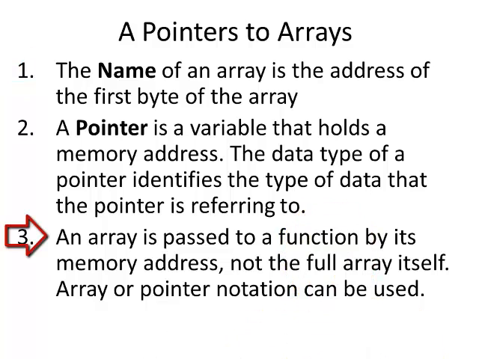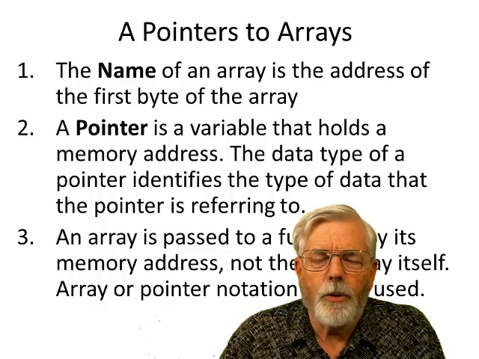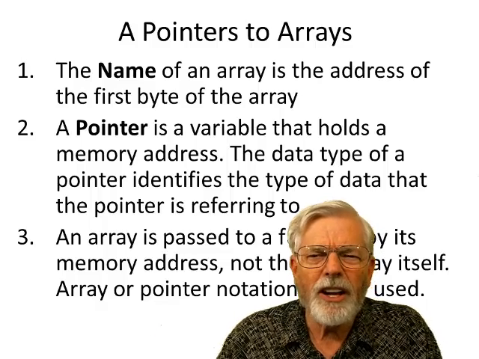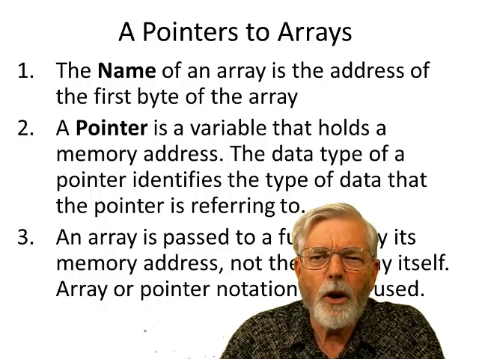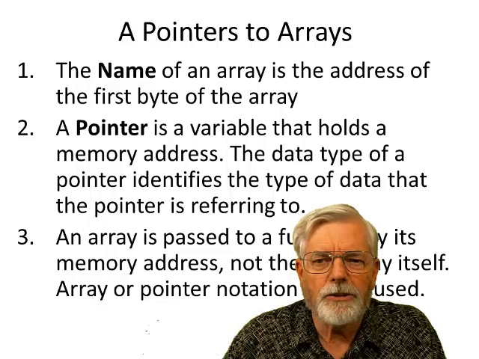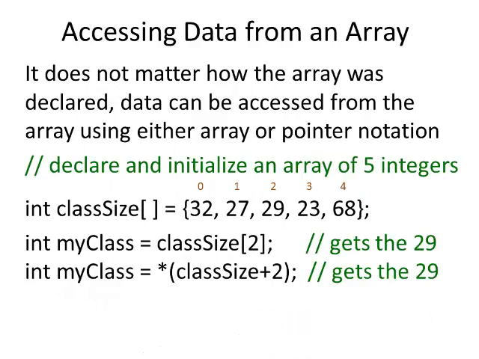An array is passed to a function by its memory address, not by the full array. For example, if we tried to pass the full array to a function, that would be an awful lot of data to send from one spot to another, because we never really know exactly how big the array is. So we just pass the address of the array. When accessing data from an array, I can use either the array notation or pointer notation. Both work equally as well.